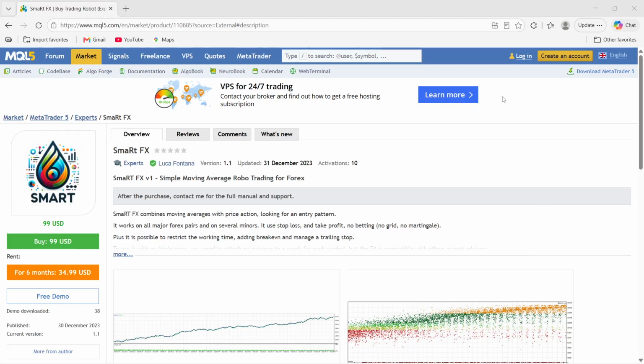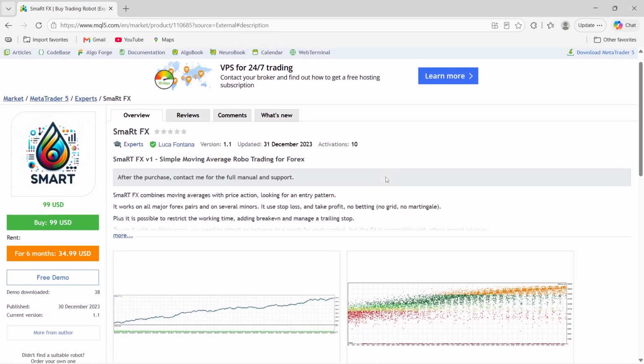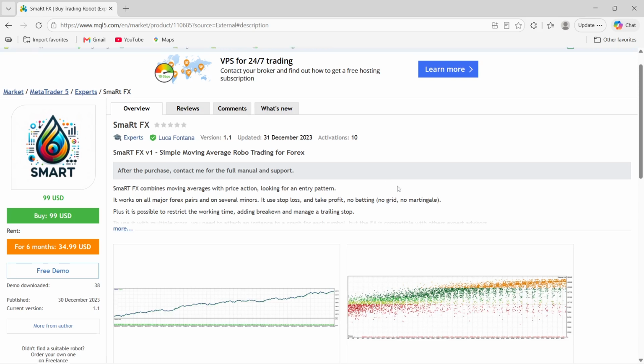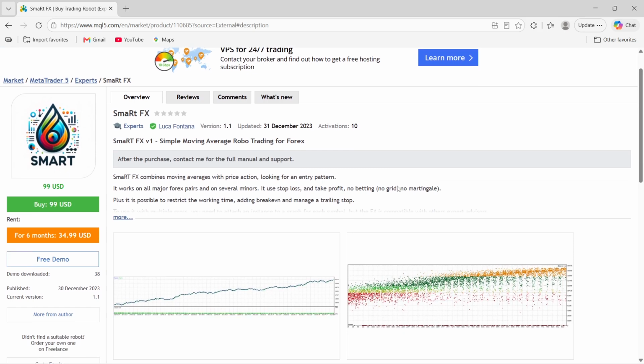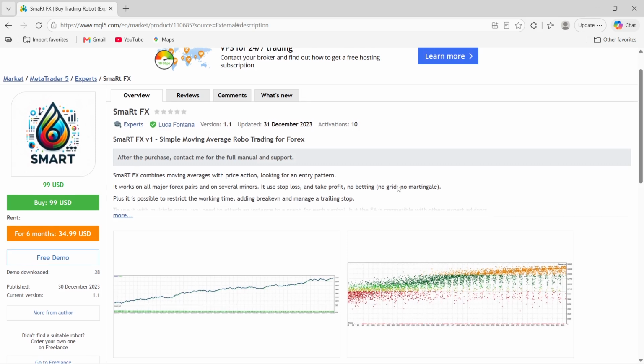Hello traders. In today's video, we are going to be talking about the SmaRt FX EA for MetaTrader 5. This is one of those robots that look pretty simple on the surface, but the marketing language can easily make it sound smarter than it is. So we're really going to strip it down like a real trader, look at what the developer actually claims, what the strategy is, and then compare that with my own backtest results and some real world trading common sense.